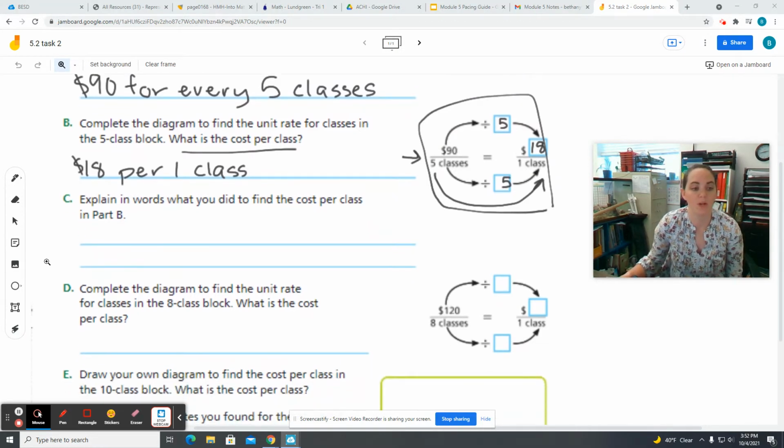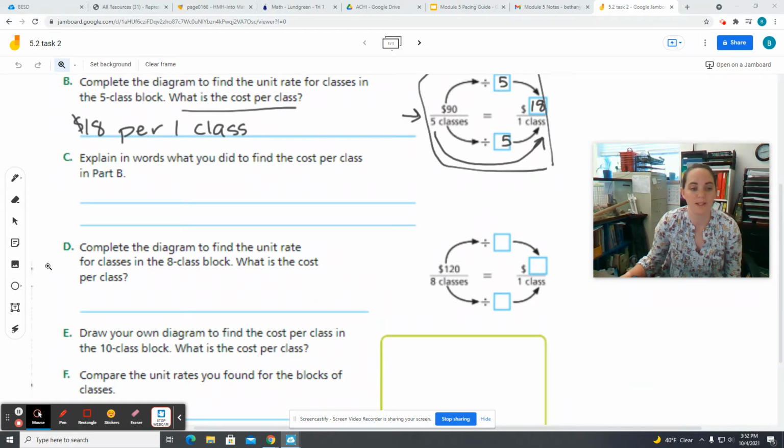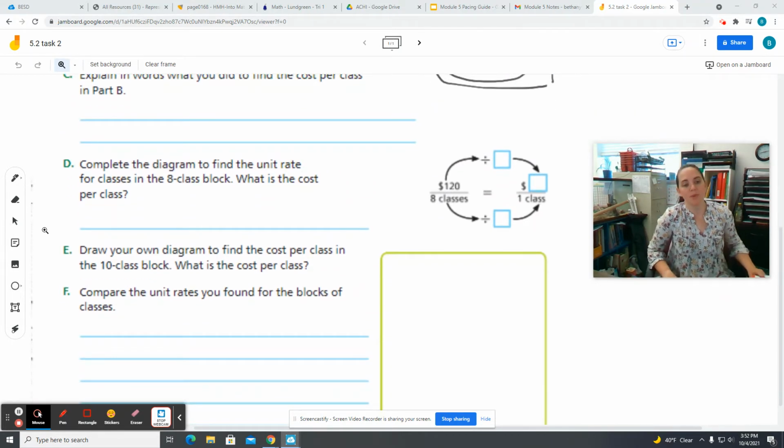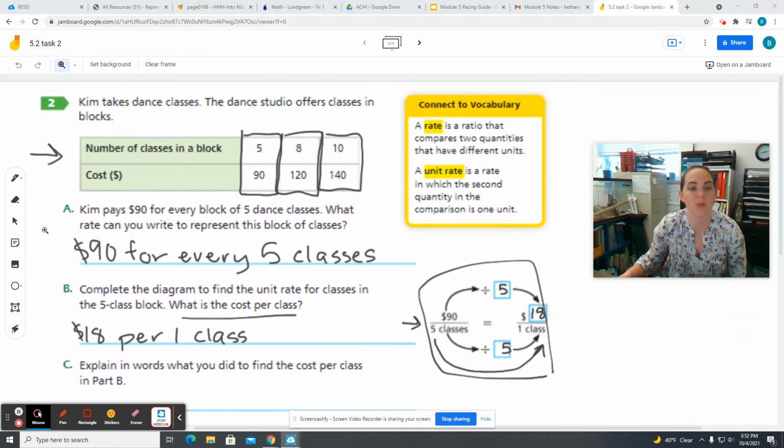Okay, so once you have done that, let's move on to part D. For part D, you're going to complete the diagram to find the unit rate for classes in the 8 class block. What is the cost per class? Well, let's look. We need to know the 8 class block. Okay, so 8 classes for $120.